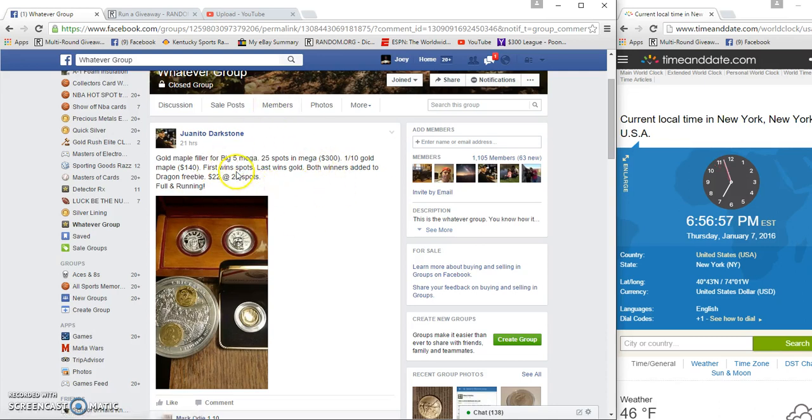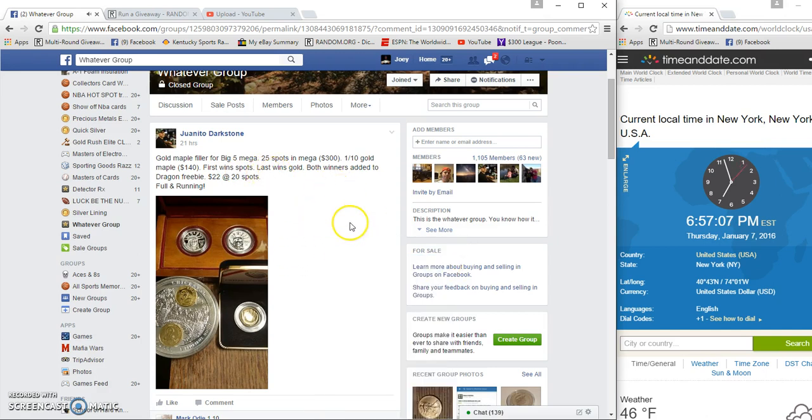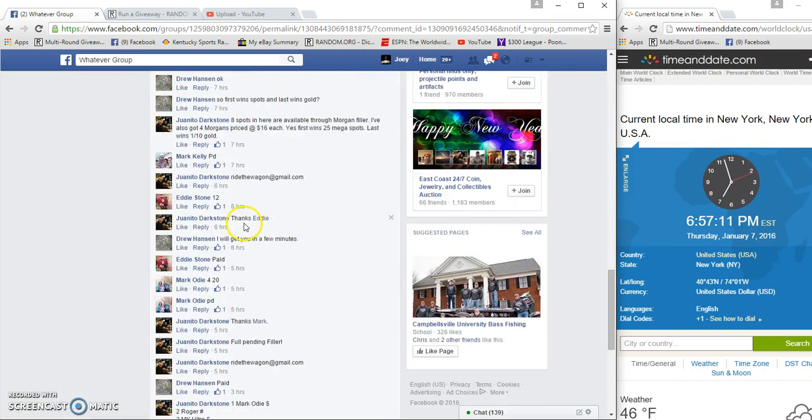All right, guys, gold maple filler for Big Five Mega, 25 spots in Mega, 1/10 gold maple. First win spots, last win's gold. Both winners add it to Dragon Freebie. 22 spots, $20 a spot.